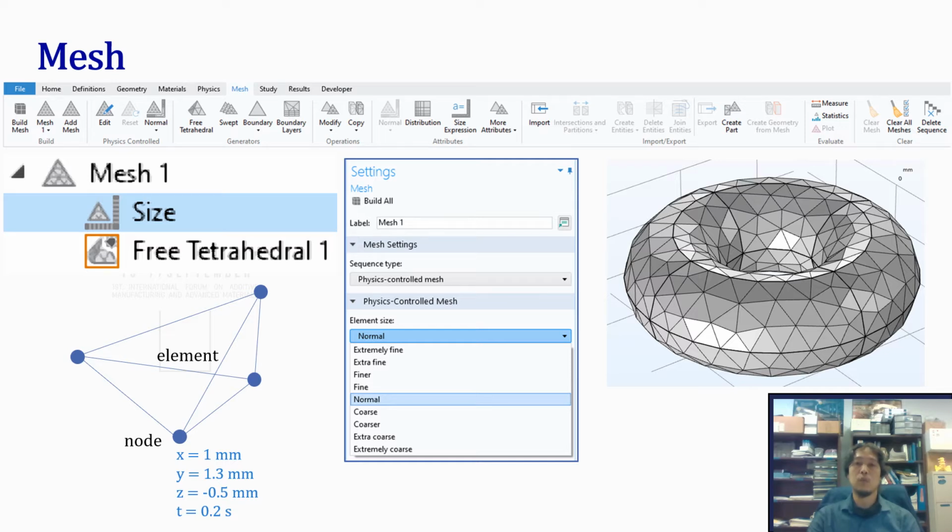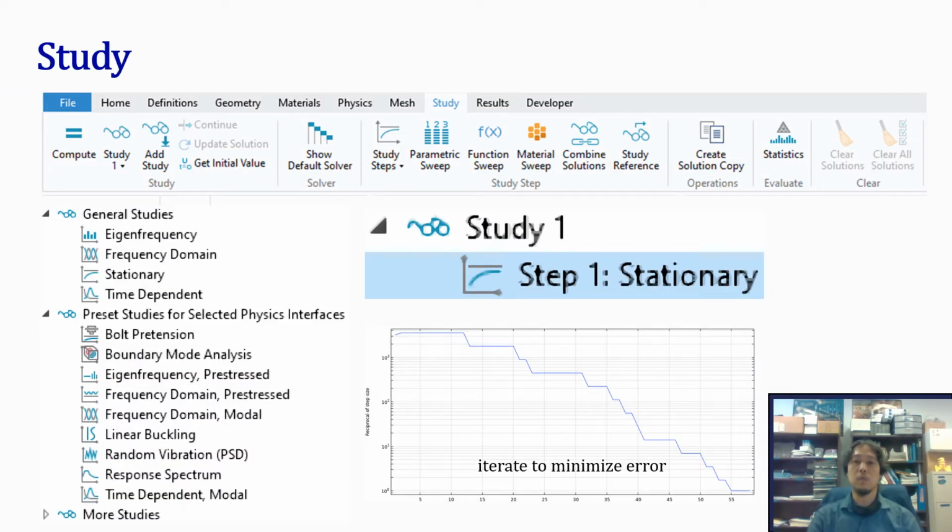In meshing, the geometry is simplified and broken down into adjacent finite elements. Each element contains nodes with independent variables xyz position and t time, which are used to calculate dependent variables such as u-v-w displacement. The study can now be executed in stationary or independent of time, or in a time-dependent manner, to compute for the dependent variable solution. If the solver converges by minimizing the error, then results will be obtained.